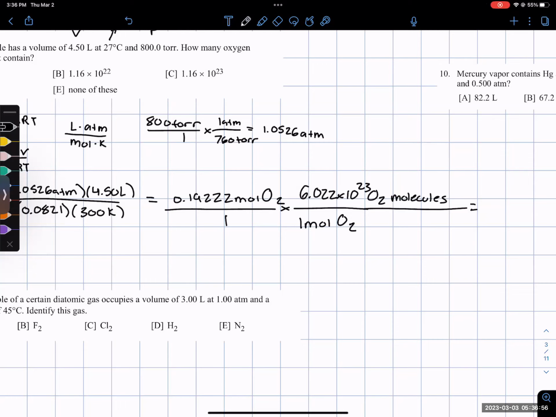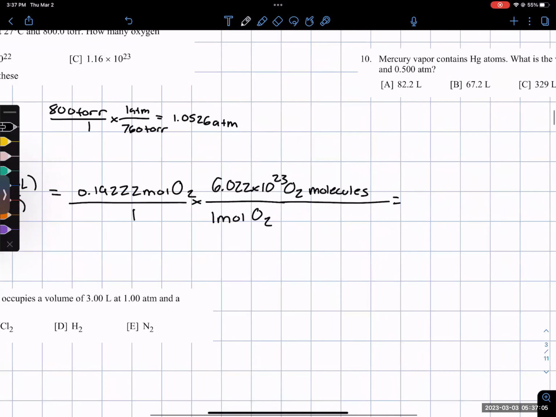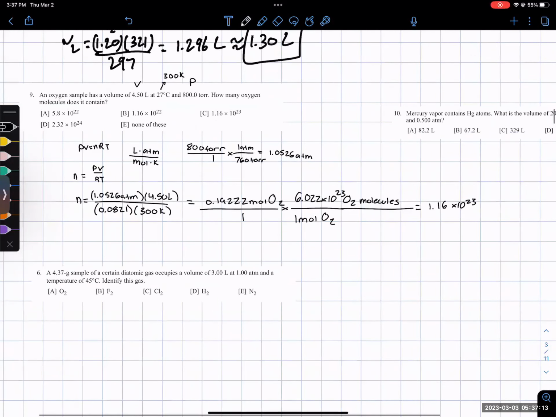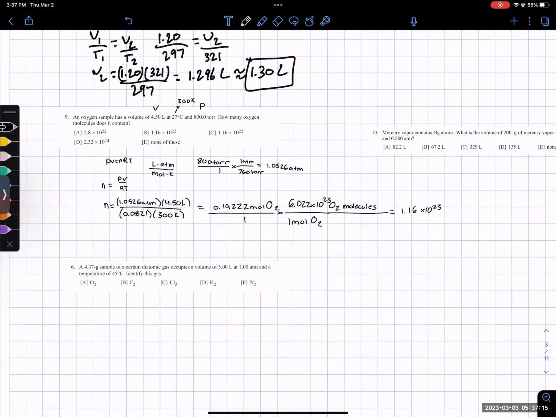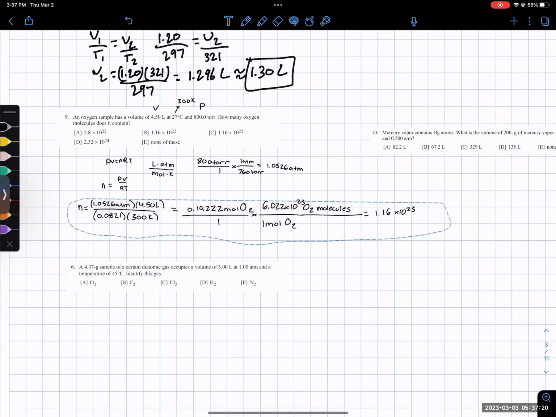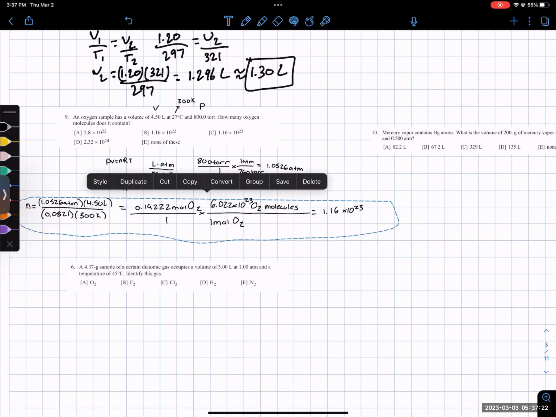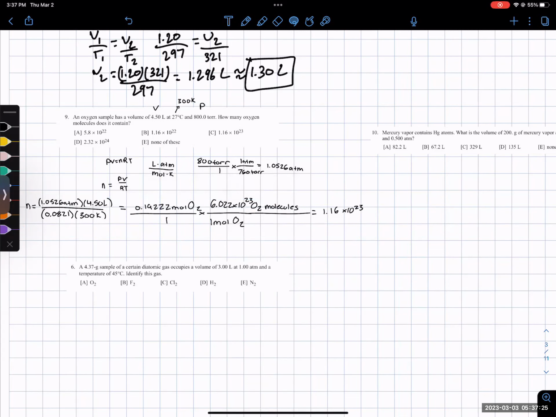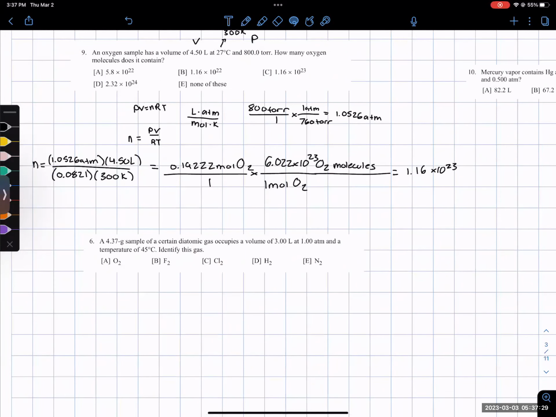And when you do that, you should get an answer of roughly 1.16 times 10 to the 23rd. And let's see, that corresponds to answer choice C. So does that make sense for everyone? If you were not able to solve it, I hope you see where you got stuck in how to solve that in the future.